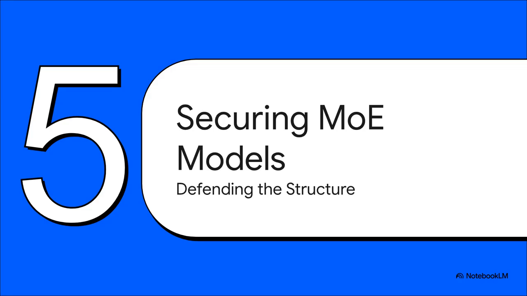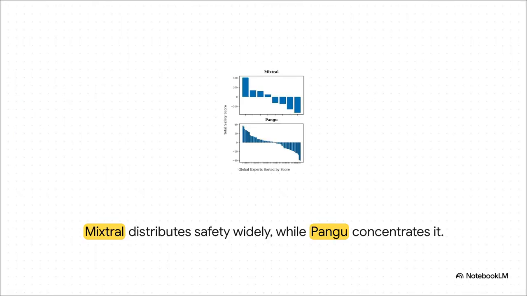Bringing us to our final section, Section 5, securing the MoE architecture. Okay, we've seen how attackers can silence the guards, and we've seen how they can plant sleeper agents. So, how do we actually defend this incredibly complex architecture against these structural heists? A great starting point is looking at how different models naturally distribute their safety. Take a model like Mixtral, for example.